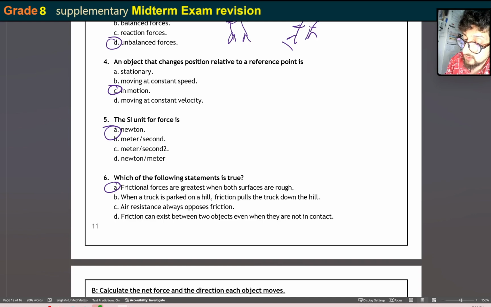When a truck is parked on a hill, friction pulls the truck down the hill. No. As a matter of fact, it opposes the motion of the truck. Air resistance always opposes friction. No, air resistance is itself a type of friction because it's a contact force. Air is in contact with the vehicle, which causes friction. Friction can exist between two objects even when they are not in contact. No, friction is a contact force. It can only exist when the objects are in contact.